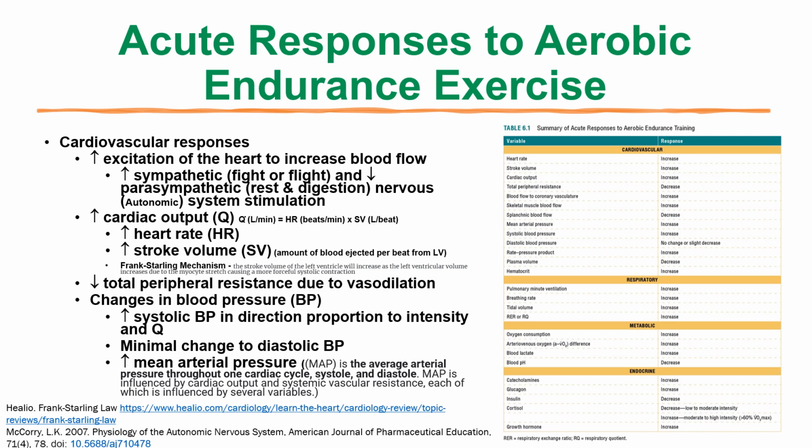Cardiac output is the total amount of blood pumped by the heart per minute. It is calculated by multiplying heart rate by stroke volume. During aerobic exercise, both heart rate and stroke volume increase, leading to a significant rise in cardiac output. So it's liters per minute, and cardiac output is equal to heart rate, beats per minute, times stroke volume, liters per beat.